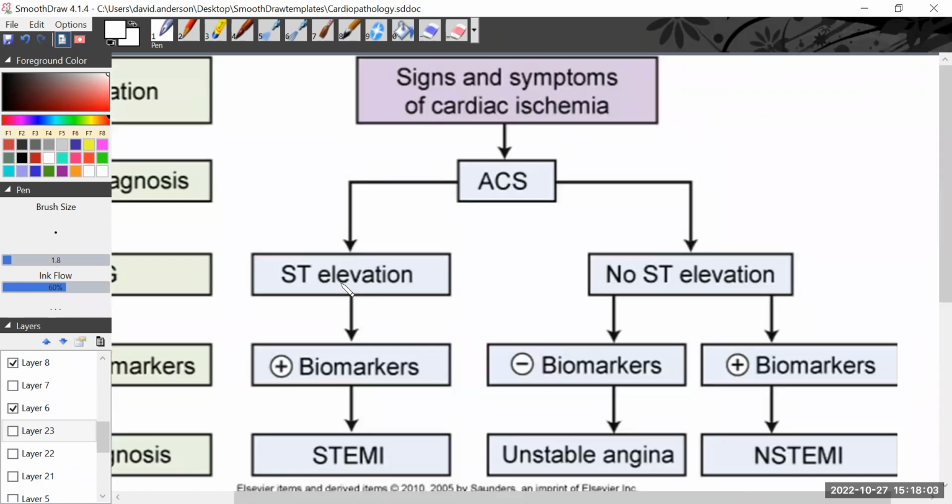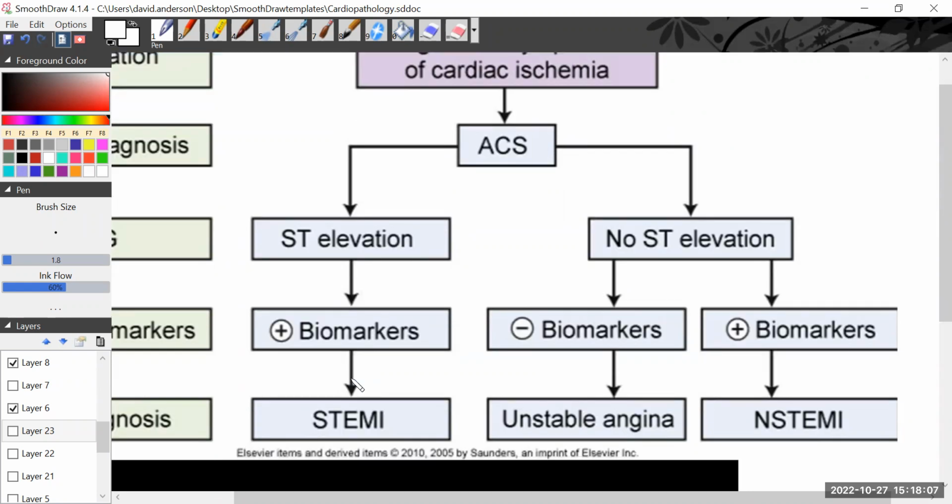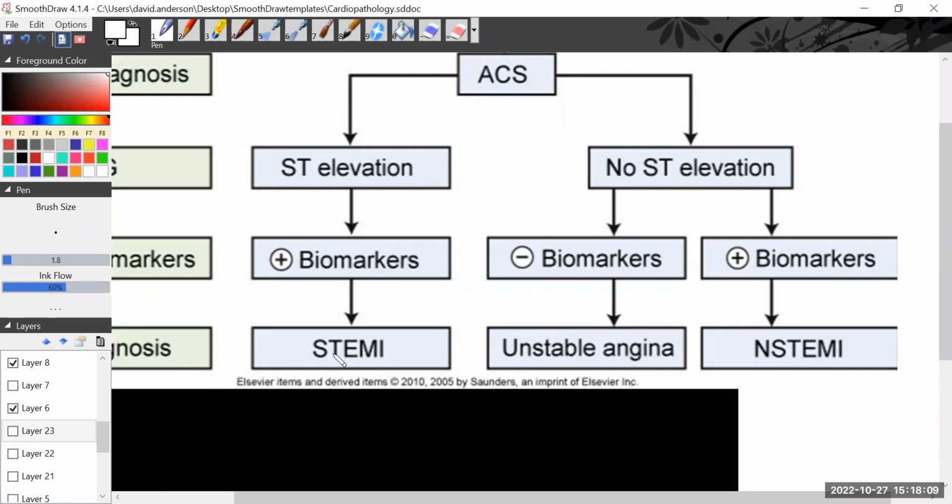If we have an ECG change, an ST elevation, and we're positive for biomarkers, we're talking about an ST elevated myocardial infarction. Positive for biomarkers means we have those elevated levels, particularly of troponin I and T, but also probably we would see CK-MB.